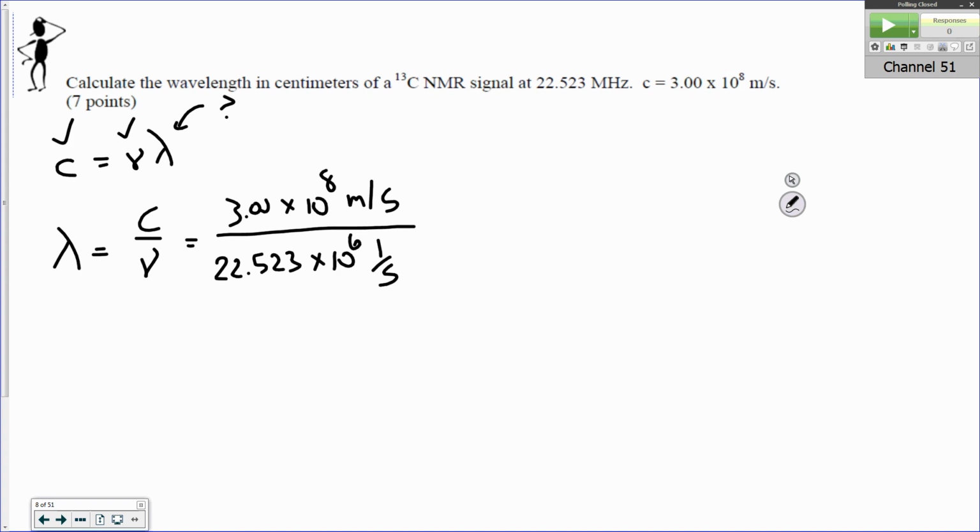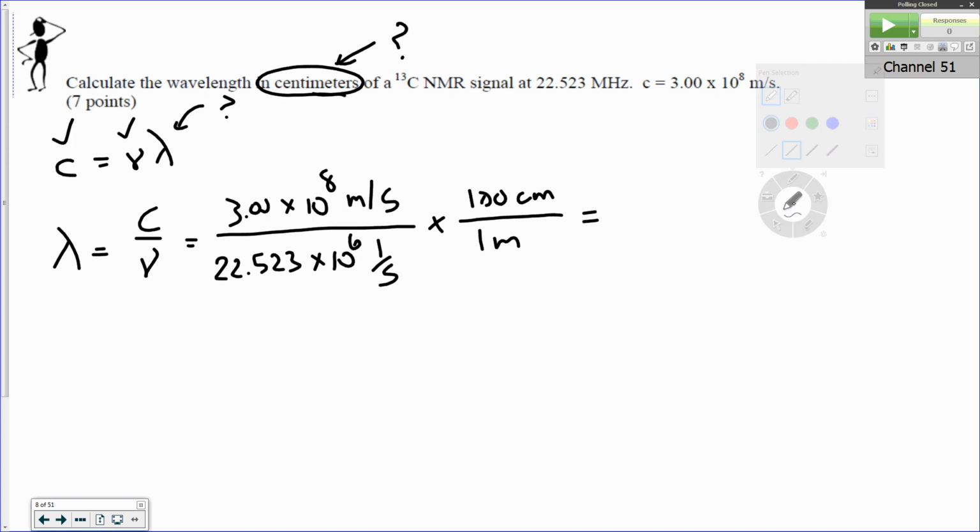And then the other thing I wanted to know is not what's the wavelength in meters, I wanted to know in centimeters. So I'm going to do another conversion that says in 1 meter, or 100 centimeters. So meters cancel out, inverse seconds cancel out, I'm left with centimeters. That's what I'm looking for in the problem, so it's just a little dimensional analysis problem.